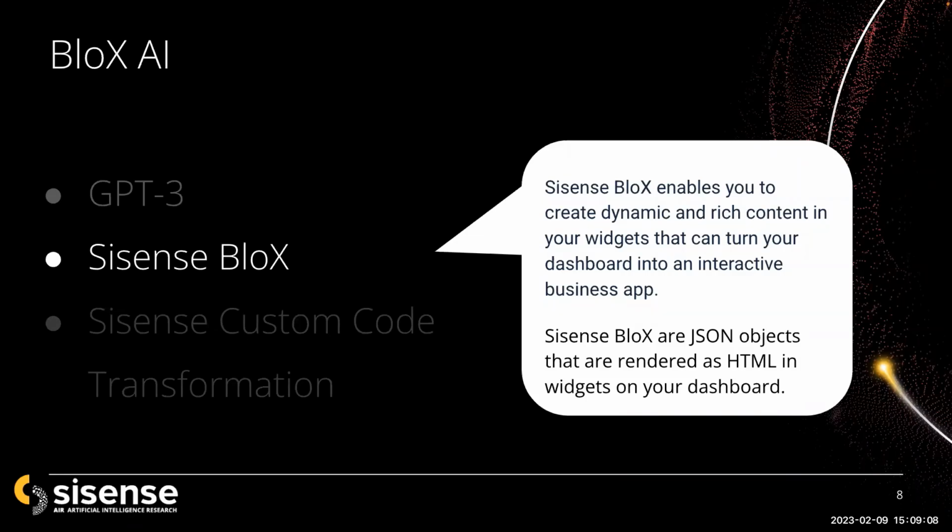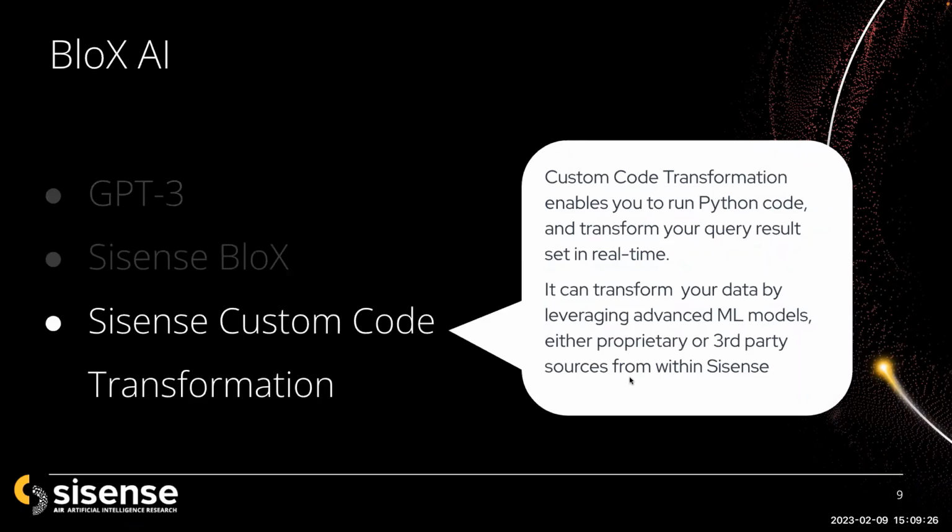Okay, so blocks are JSON objects that render as HTML in your widgets and allow us to customize a widget with buttons and actions and so on. It helps us build an app out of it. Science code transformation is a way to run Python code on the server side, and it actually takes the query results, changes them, and returns it back to the widget. And it's a great place to integrate with either your own code or third-party services, machine learning models, and in this case, we took an example of the GPT API.